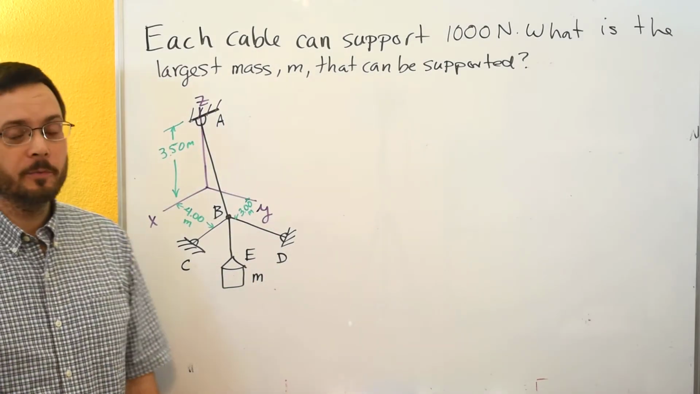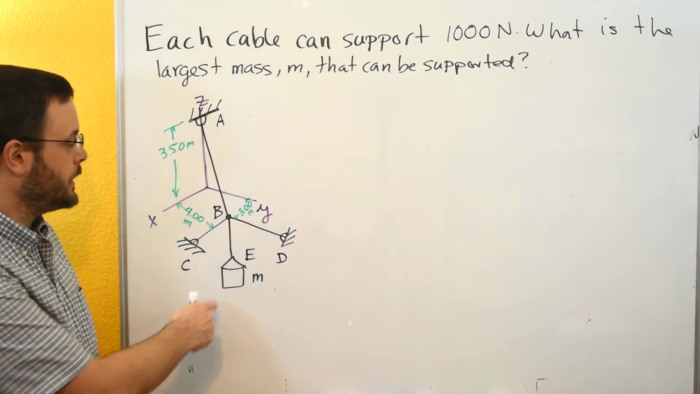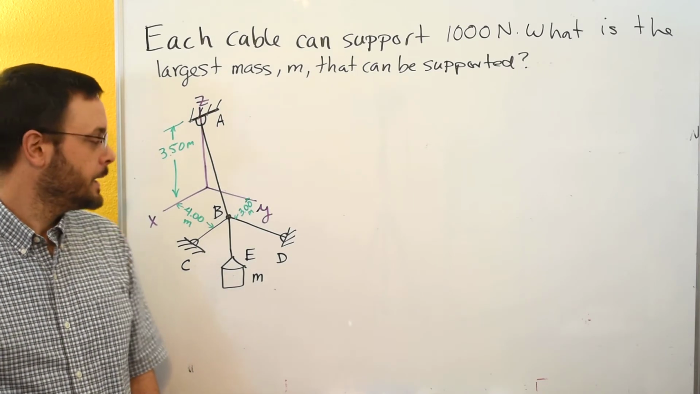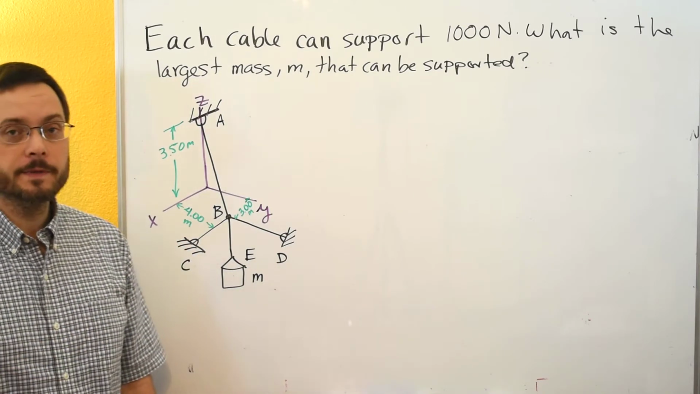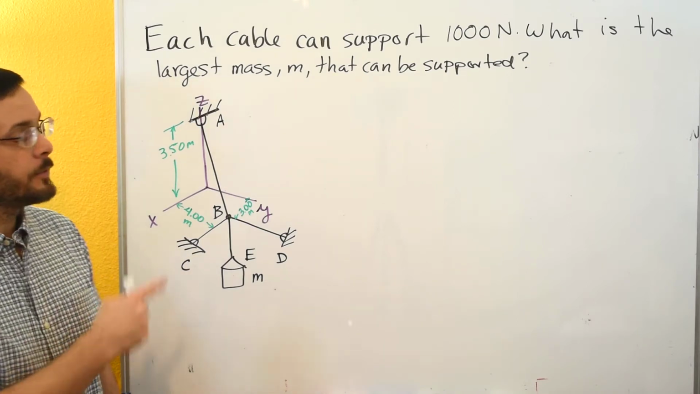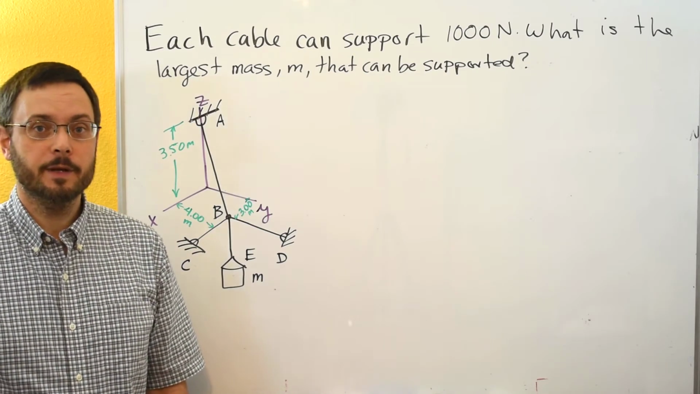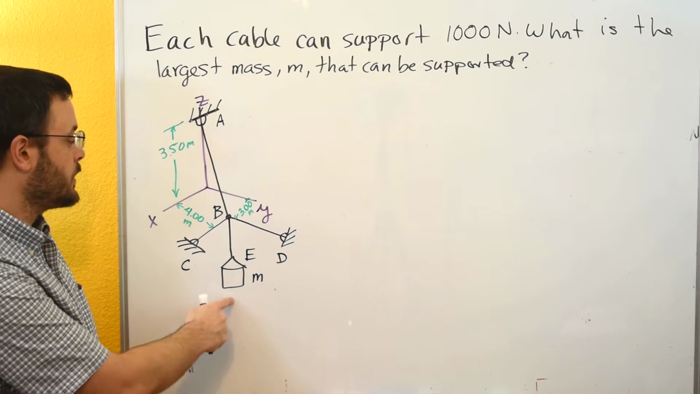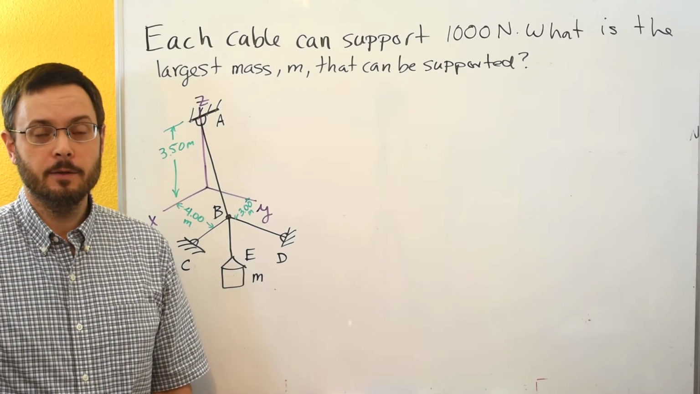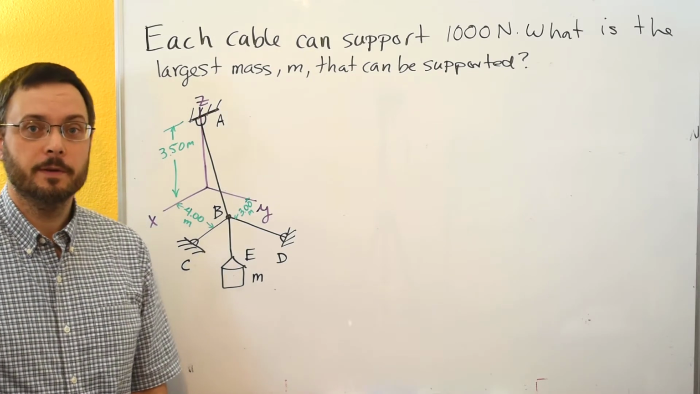So in this problem we have a particle here at E with the mass of m that's suspended by this cable system. Each cable can only support a maximum of 1,000 newtons, so we want to find out what the largest mass m can be supported by the system.